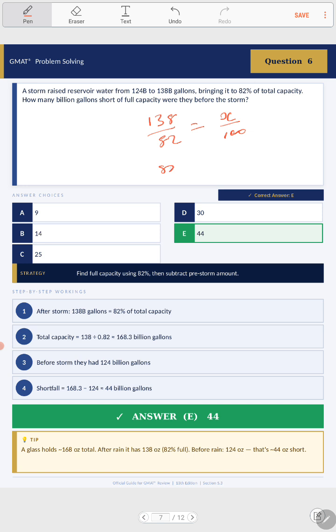So, 82S equals 13,800. If you solve this, you're going to get S as 168.3. Remember, that is the same 168.3, but setting it up as a proportion makes it a little more straightforward. So 168.3 minus the original will give us 44.